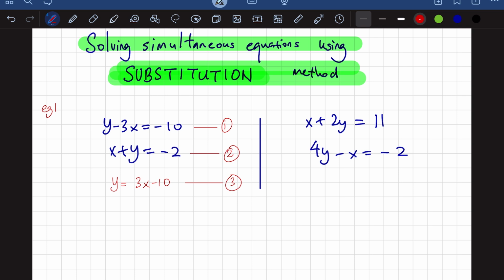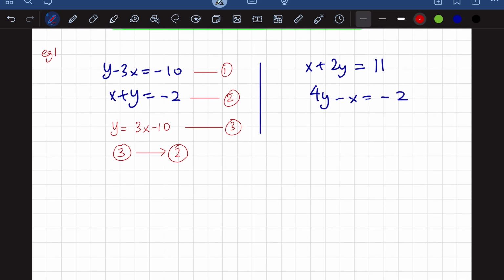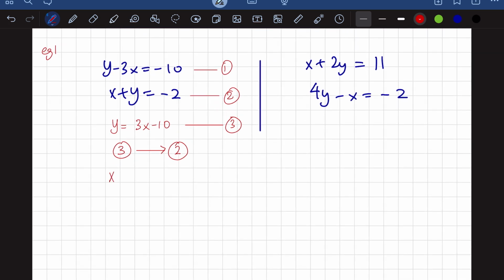Now I'm going to take equation 3 and substitute that into equation 2. It's going to look something like this: x plus bracket 3x minus 10 equals negative 2. Now notice that my y is being replaced with 3x minus 10 right here. That is why it's called substitution, because you're replacing one of the variables.